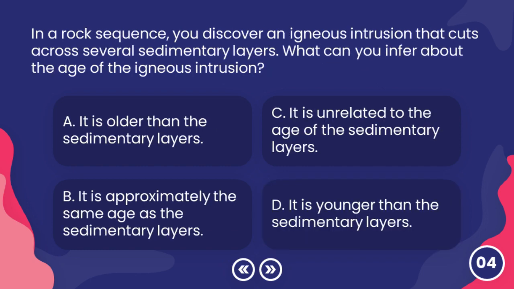Question number 4. In a rock sequence, you discovered an igneous intrusion that cuts across several sedimentary layers. What can you infer about the age of the igneous intrusion? A. It is older than the sedimentary layers. B. It is approximately the same age as the sedimentary layers. C. It is unrelated to the age of the sedimentary layers. Or letter D. It is younger than the sedimentary layers.